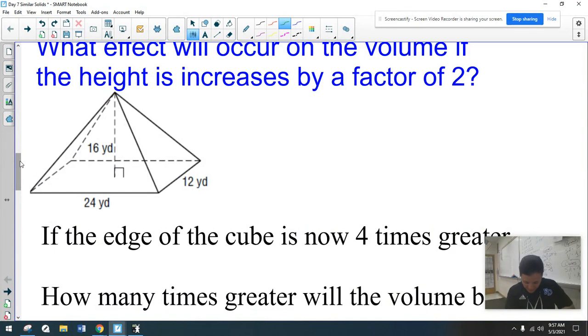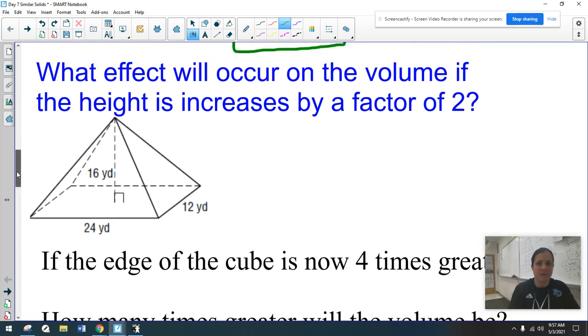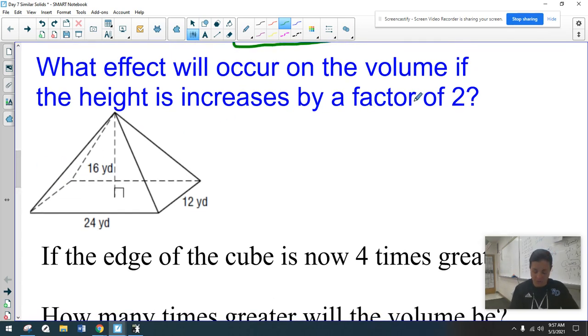Okay, so the next one would occur on the volume if the height increases by a factor of 2. So now I've got a different figure. So this is 1/3 capital BH. And keep in mind that the capital B is the area of your base. So that's for a pyramid.